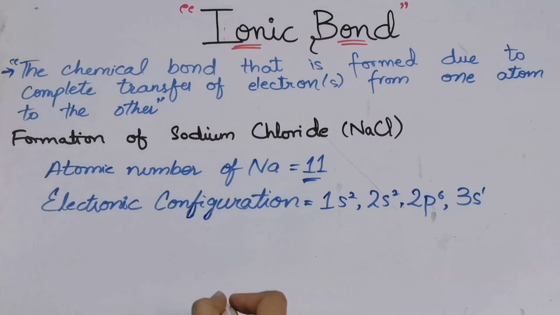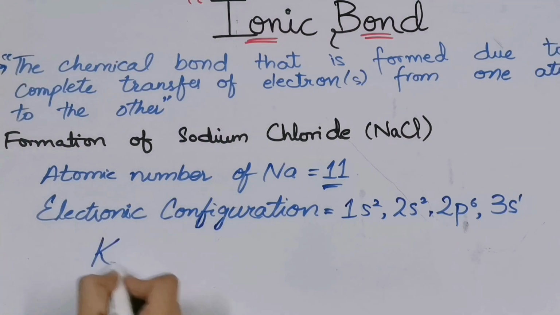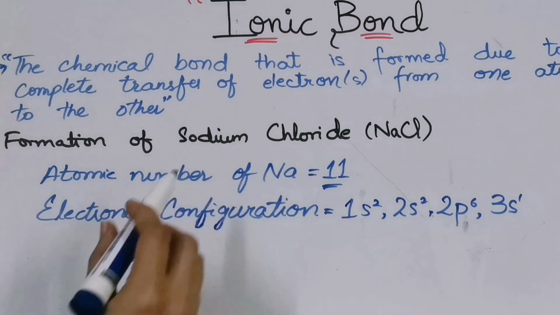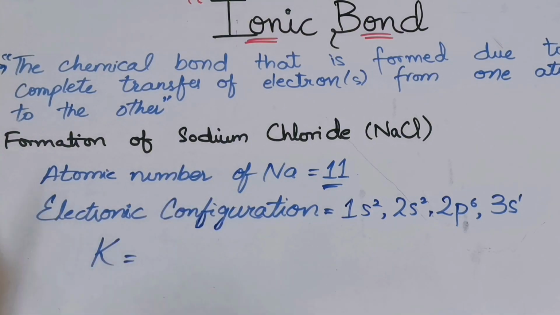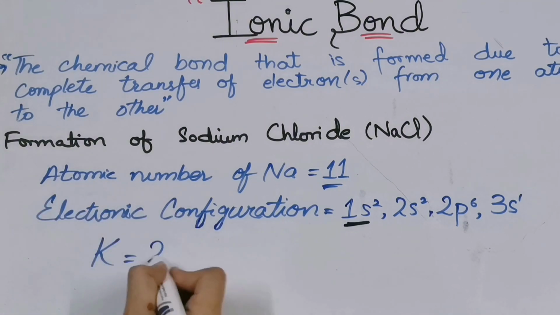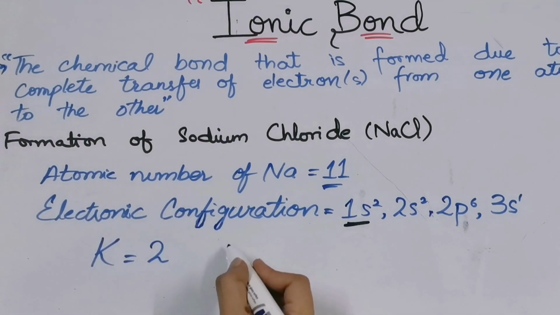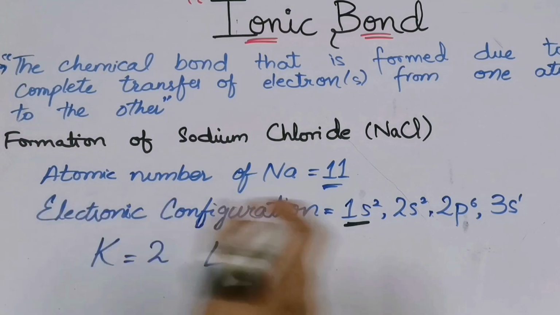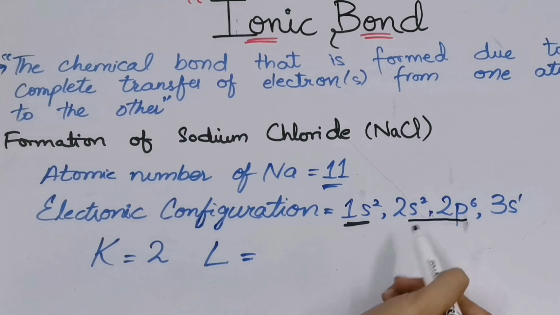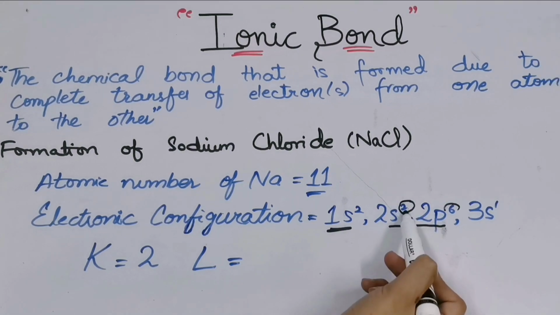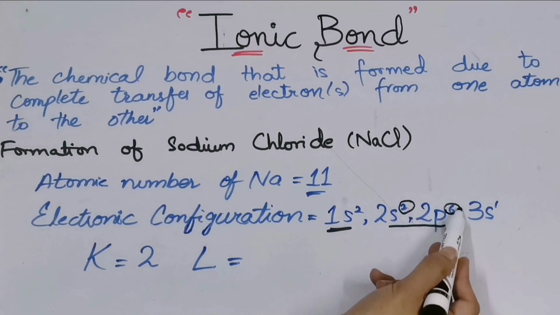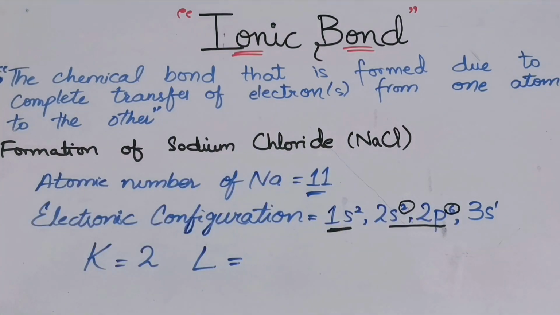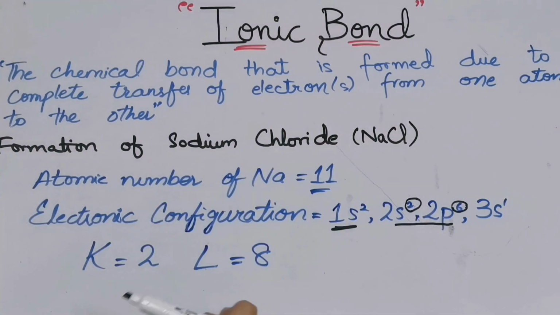Now let us fill them in the shells. We know that the K shell holds 2 electrons. So these 2 electrons will be present in the first shell, K shell. The second shell is L shell. It can hold 8 electrons. So the next 8 electrons will be present in the L shell, 2 electrons of 2s2 and 6 electrons of 2p6. So 8 electrons will be present in the L shell.